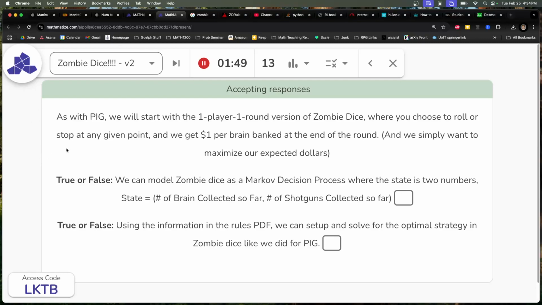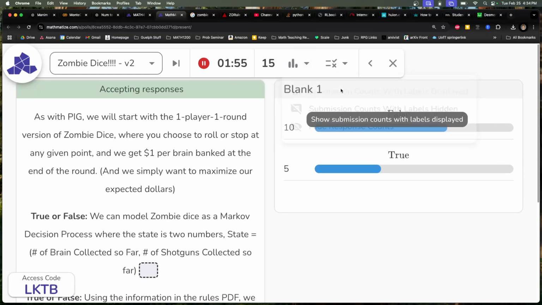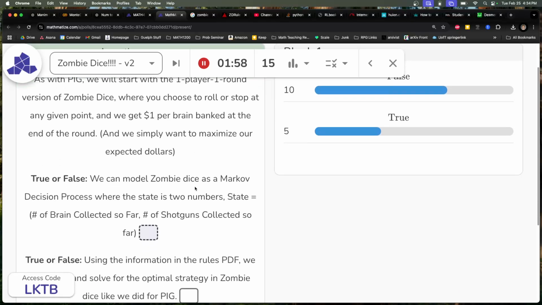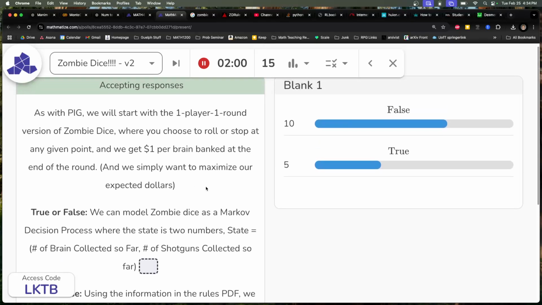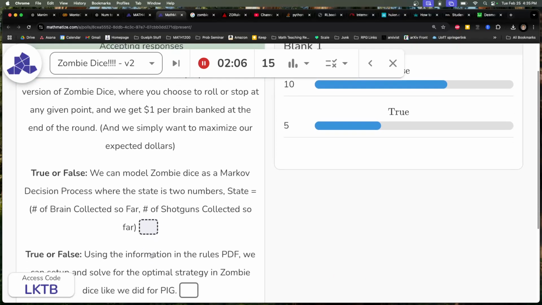Okay, let's stop there and let's see what you guys said in the revote. Submission with the labels displayed. Okay. Oh, this is interesting. Before, in the first one, you guys were mostly in true. It was 2/3 true and 1/3 false. Now it's the other way around.